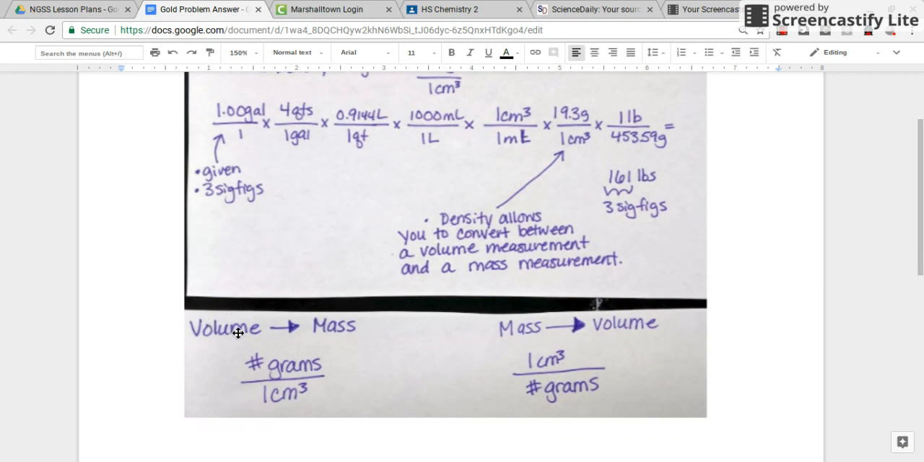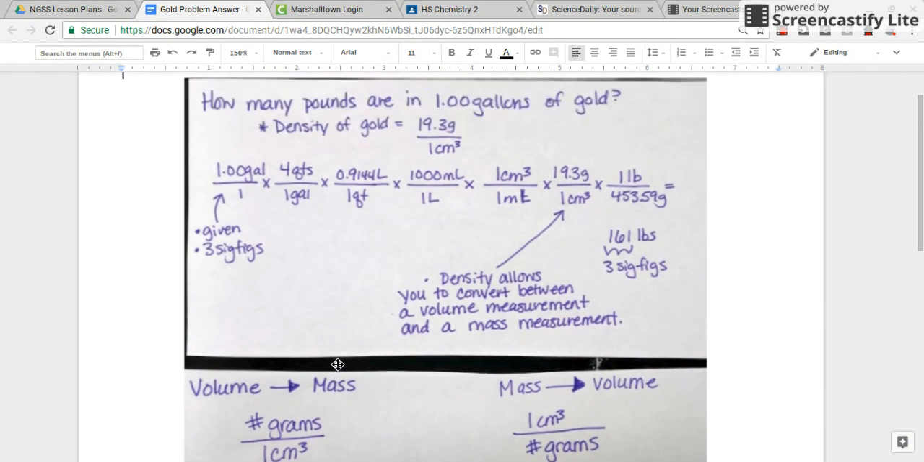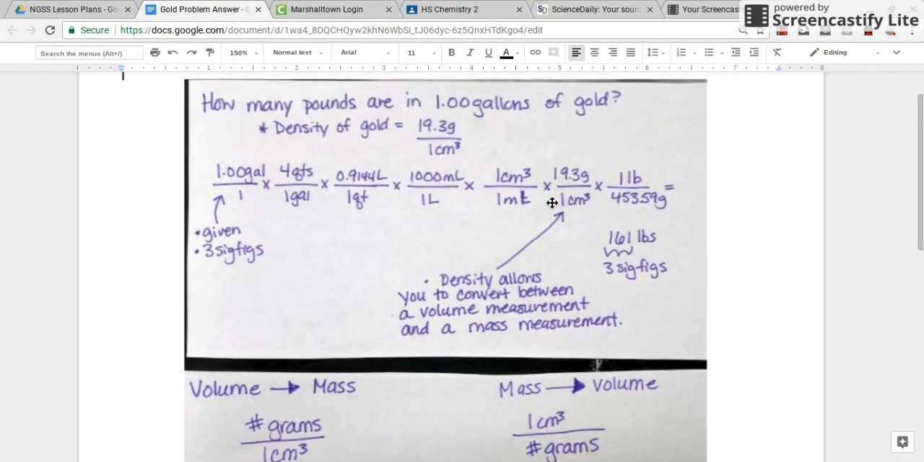Density is key here. Density is the unit that's going to let you convert between mass and volume, or volume and mass. If you're trying to get from volume to mass, you always put the volume on top and the mass on the bottom, just like we did up here. We put our volume measurement for density on the bottom and our mass measurement on the top.